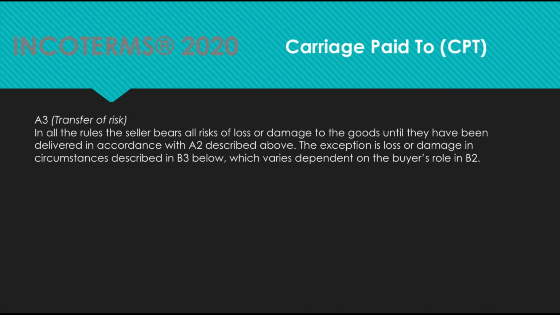A3. Transfer of risk. In all the rules, the seller bears all risks of loss or damage to the goods until they have been delivered in accordance with A2 described above. The exception is loss or damage in circumstances described in B3 below, which varies dependent on the buyer's role in B2. As we said before, CPT is a very flexible form to manage the risk of delivery.